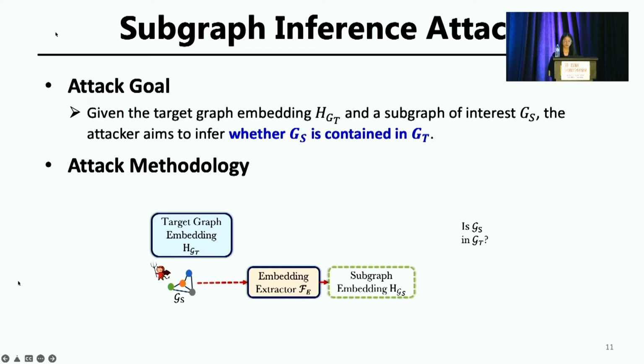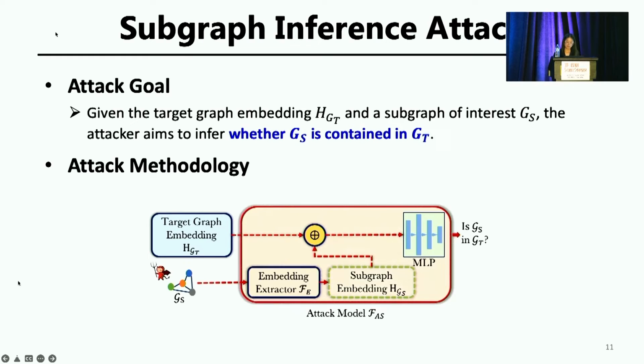To address this issue, we first use an embedding extractor to transform the subgraph of interest into a subgraph embedding. Then we merge the tagged graph embedding and the subgraph embedding and feed them into an MLP model. The MLP model can tell whether the subgraph of interest is contained in the tagged graph or not. The whole attack model consists of the embedding extractor and the MLP model, and they are trained together on a local auxiliary dataset.